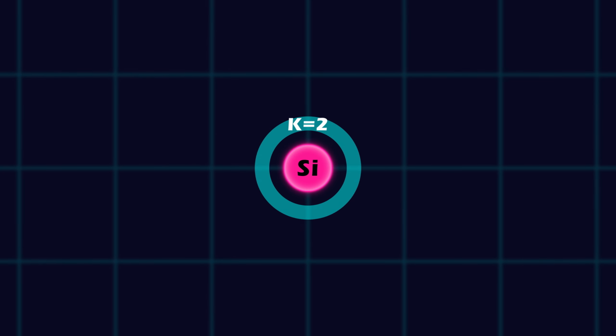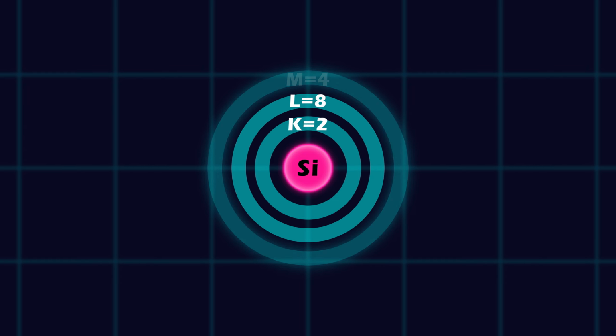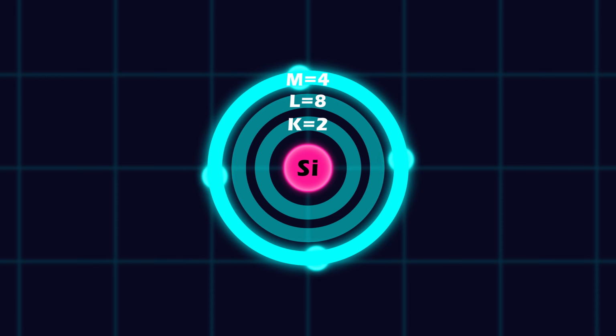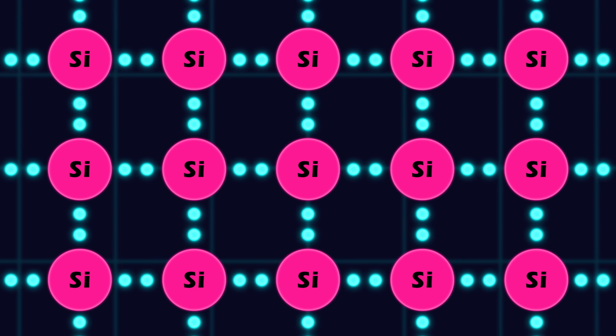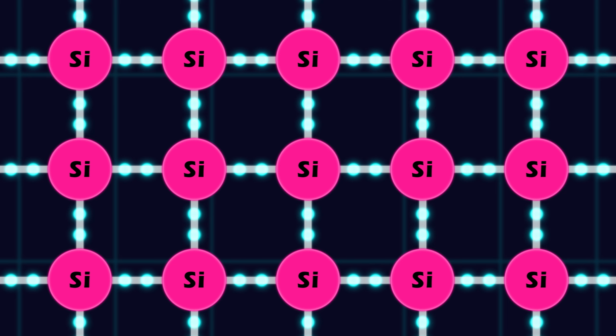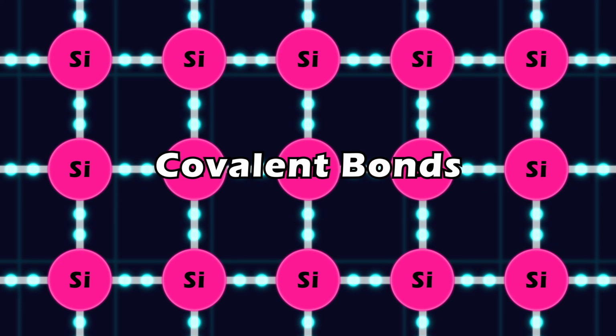Just like carbon in a diamond, silicon has exactly 4 electrons in its outer shell. To reach a stable state, these atoms seek to have 8. Their solution is to share. When billions of silicon atoms bond together, they form a perfect 3D atomic grid, a crystalline lattice. Every single atom bonds with 4 neighbors, sharing its electrons in what we call covalent bonds.